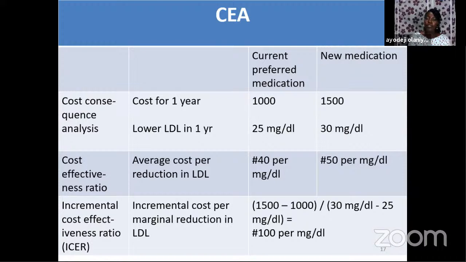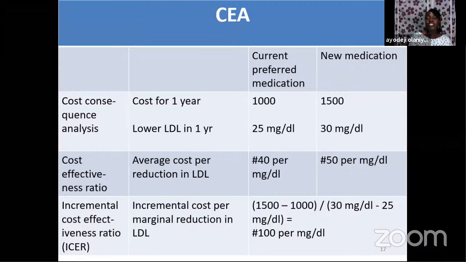That's 1,000 divided by 25, which will give 40 per milligram per dl for the current preferred medication. Then for the new medication, we divide the cost, that's 1,500, divided by the outcome, the value for the low density lipoprotein, and that gives 5 milligram per dl.